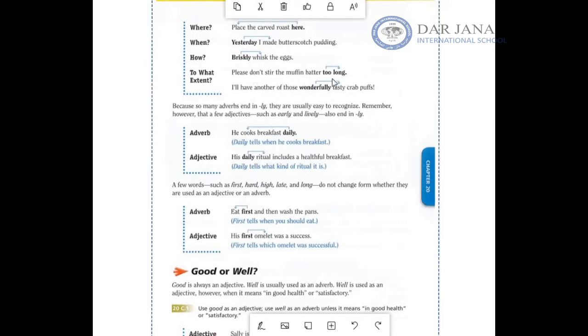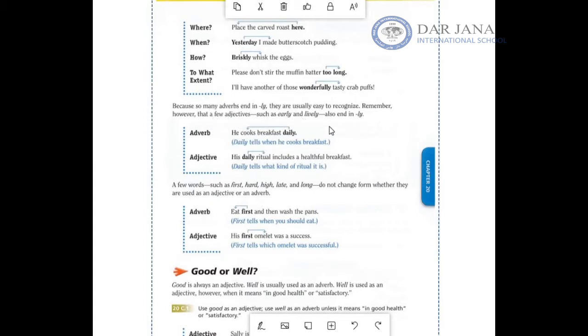The next example is about an adverb that tells us to what extent. Please don't stir the muffin batter too long. Long is an adjective, and the adverb too is used to modify this adjective, and it tells us to what extent. There are similar adverbs that also answer the same question, to what extent, like so and very and extremely. And also in the last example here, I have another of those wonderfully tasty crab puffs. Tasty is an adjective, and wonderfully is an adverb that tells us to what extent, and it modifies the adjective tasty here.